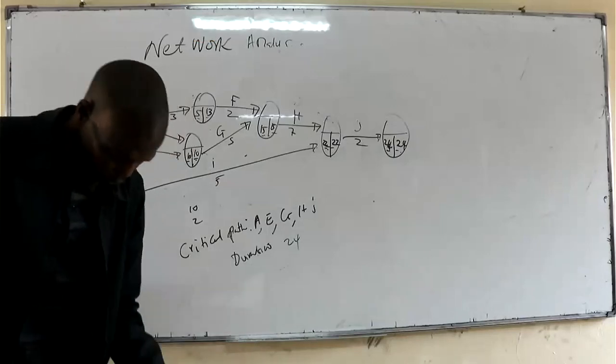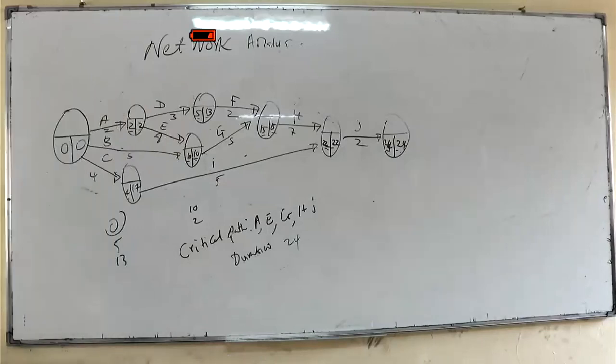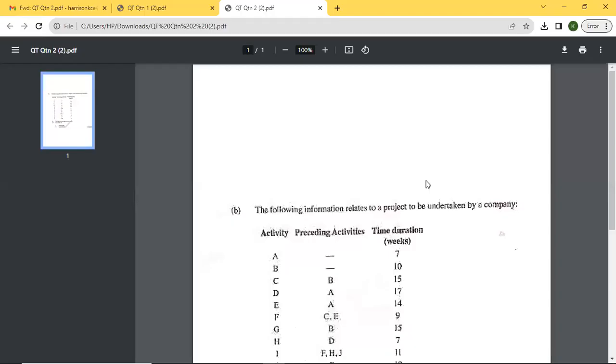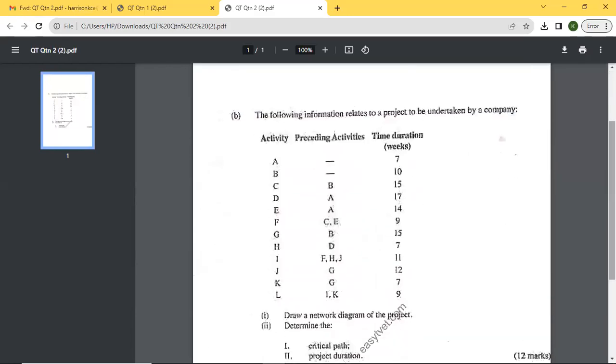So we'll proceed to the next, which is: you've been told the following information relates to a project to be undertaken by a company. Now we know what a project is. And within a project, there are works or jobs to be done. Those jobs consume time and resources, and we refer to them as activities. For purposes of drawing the network, those activities are represented by arrows. So every arrow that you see in a network is an activity.